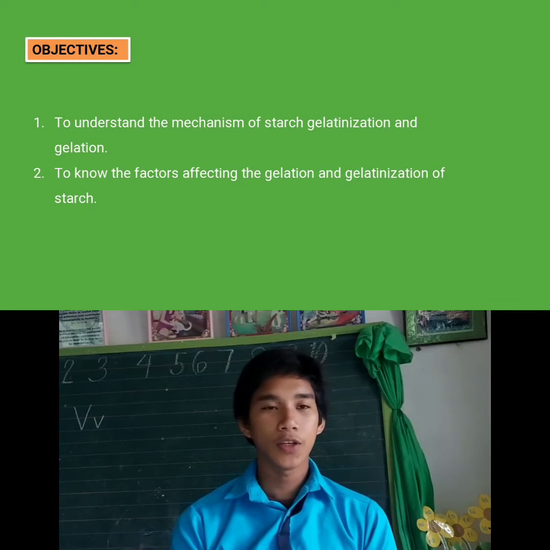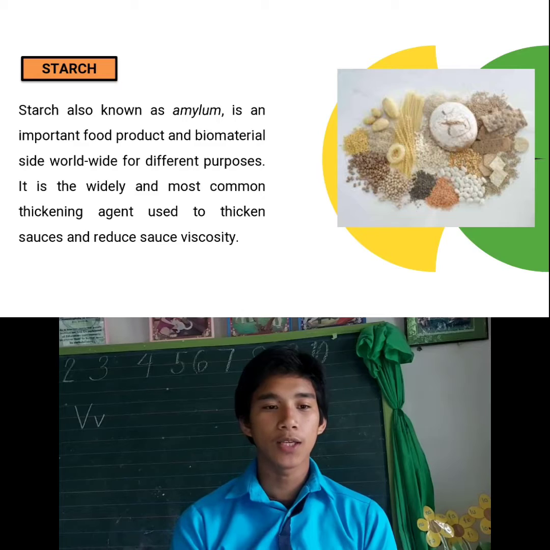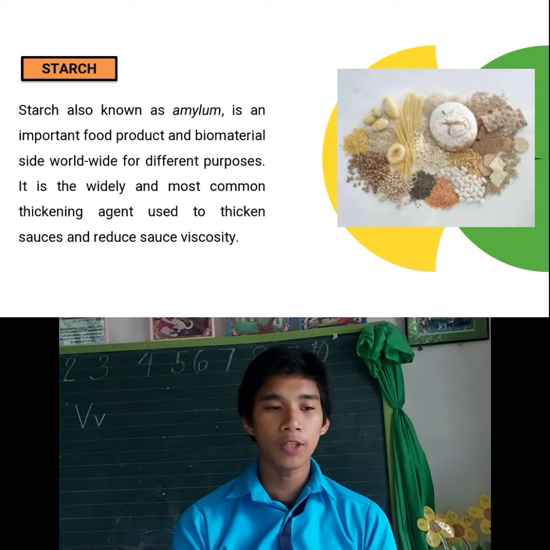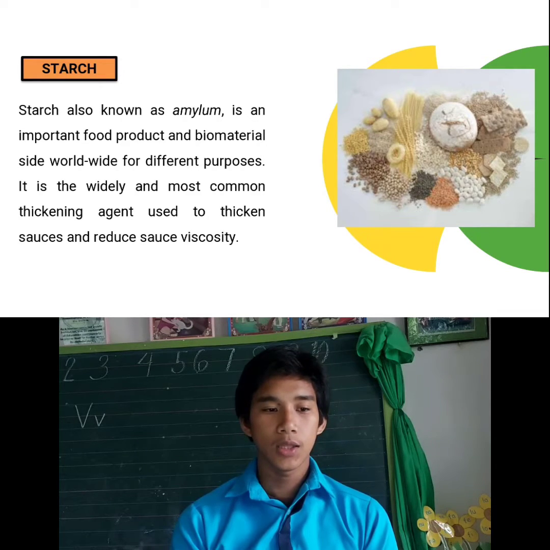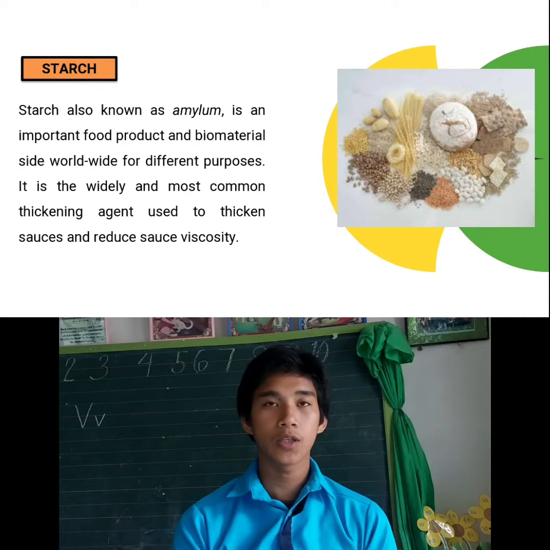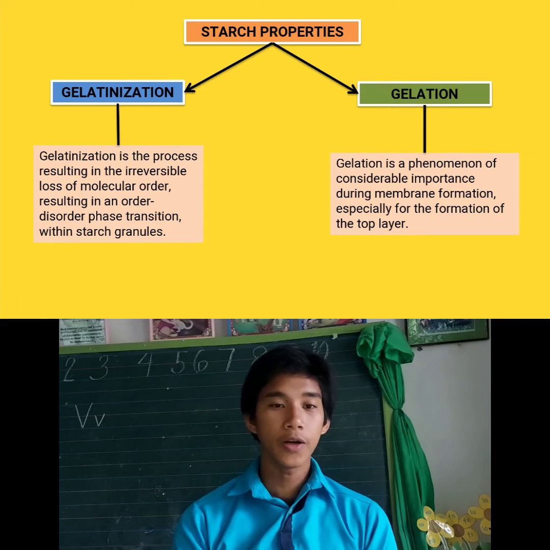First, what is starch? Starch, also known as amylum, is an important food product and biomaterial used worldwide for different purposes. It is a widely used and common thickening agent used to thicken sauces and reduce sauce viscosity. Here are the starch properties, the gelatinization and gelation.